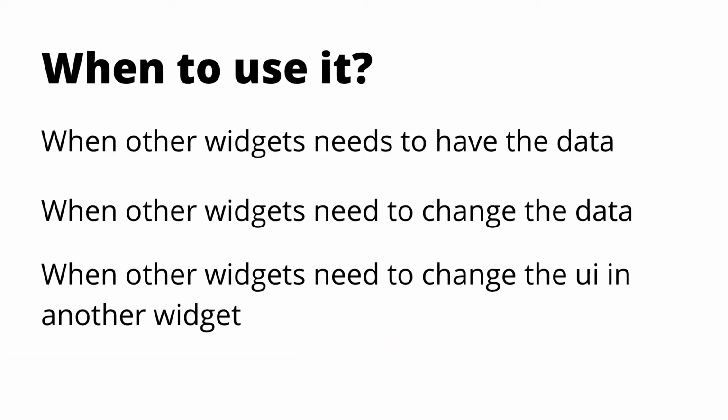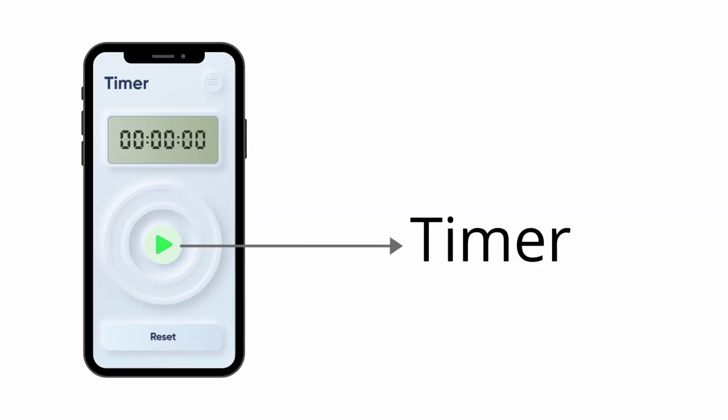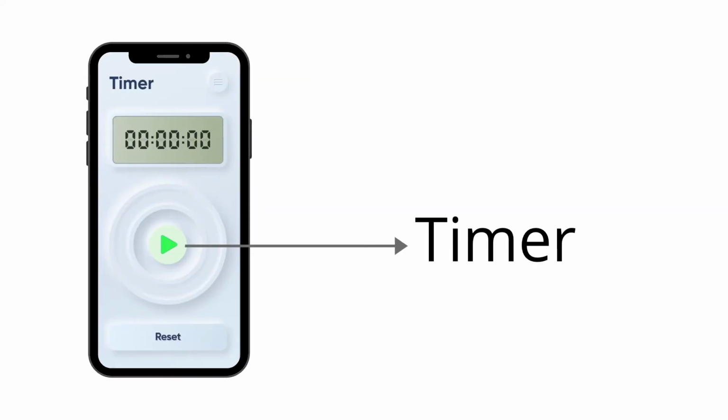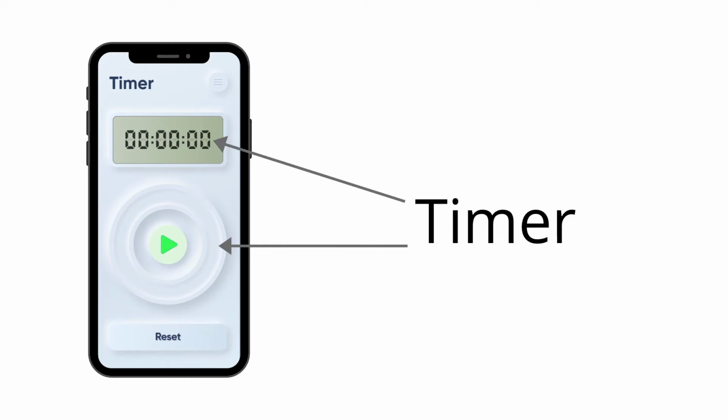Use Change Notifier when a widget needs data, needs to change the data, or needs to change the UI in another widget. So in our example, in our Neumorphic timer app, we will have a timer Change Notifier class. It will be activated when a user presses the play button, and then you will notify the analog timer and the Neumorphic pie bar in order for them to change their UI. So this will start ticking from 1, 2, 3, 4, and this will slowly fill it up.